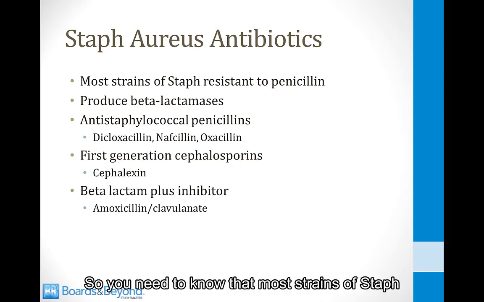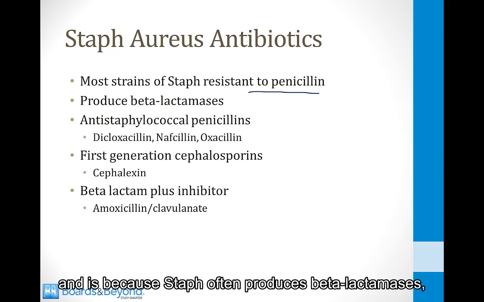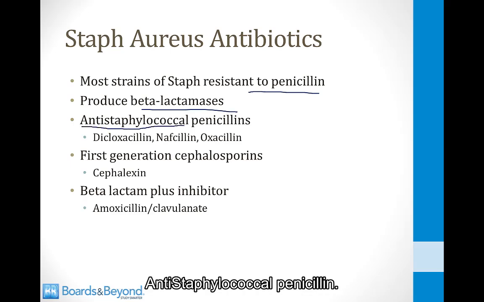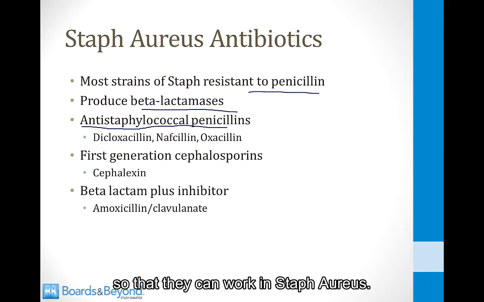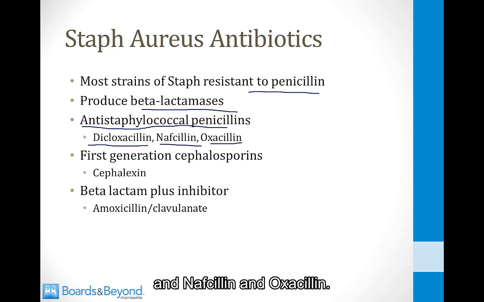So you need to know that most strains of staph are resistant to penicillin, and this is because staph often produces beta-lactamases, which are enzymes that inactivate penicillin. So options to cover Staph aureus include anti-staphylococcal penicillin. So these are beta-lactam drugs that have been modified so that they can work in Staph aureus. And these include drugs like dicloxacillin and nafcillin and oxacillin.